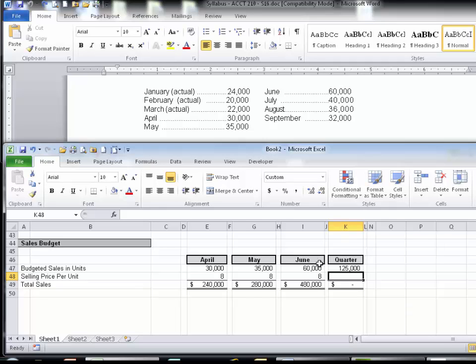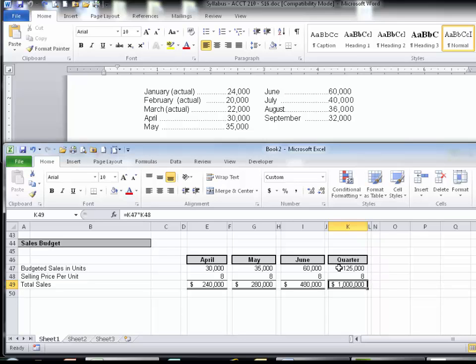However, it would not be appropriate to sum the selling price per unit across, because if I did that, what I would be reporting for the quarter is that my selling price per unit was $24. I didn't sell any of my units for $24. I sold them for the same 8 that I sold them for in each of the months. So I'll put 8 in there, and when I do and multiply that by 125, I come out with $1 million in sales. You should be able to check this number 2 ways.